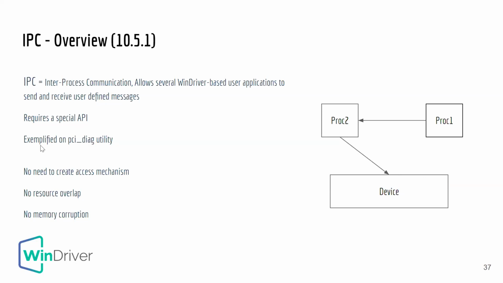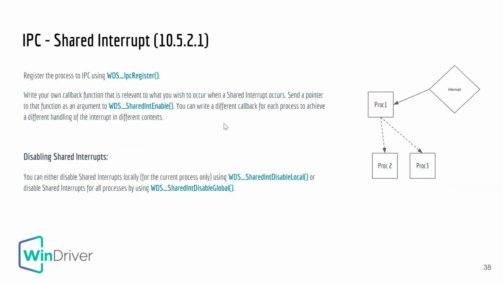It is also exemplified in the PCI Diag utility. If you open the PCI Diag, we saw there, one of the options is inter-process communication. I said the IPC. We will deep dive into it in the webinar, as I said, in September. Why am I talking about it right now? Because we have a shared interrupt feature with this API.